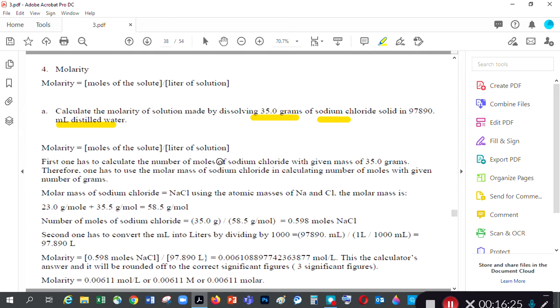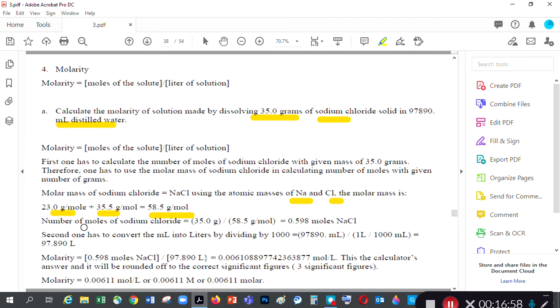Or the solution. So now, in order to get this, we have to get the moles, because by definition it is moles. How do you get from the grams to the moles? You have to go through what? The molar mass. So first let's calculate the molar mass of sodium chloride, which is the sum of atomic masses of sodium and chlorine. It came out to be 23.0 gram per mole for sodium, 35.5 gram per mole for chlorine, and the sum of both is 58.5 gram per mole.